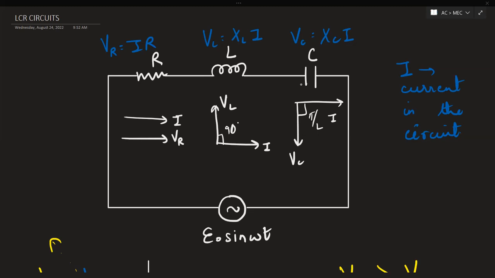So potential becomes IR. For a circuit having only an inductor, voltage leads the current by 90 degrees. So VL is equal to XL into I. And for a capacitor, voltage lags by 90 degrees. It lags behind the current by 90 degrees. So these are the three things that you have to remember for this lesson, for any of the topics that we discussed. Today also we'll see some more circuits, RC circuits and LR circuits. For that also, remembering the phase difference is very crucial.